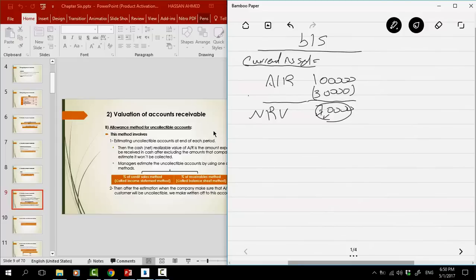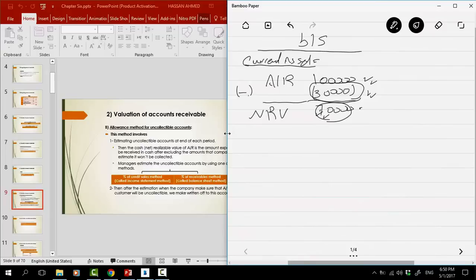Then again, this method estimates that a portion of the accounts receivable might not be collected. This estimation is made at the end of the accounting period. So why didn't I write that the accounts receivable is $70,000? Because customers owe us 100, not 70, but we estimate that $30,000 will not be collected.